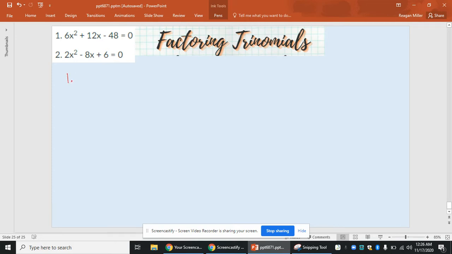So if you look at number 1 here, you have 6x squared plus 12x minus 48. And it is set equal to 0, so that's a good sign. That's the first step that we always need to make sure of: that our equation is set equal to 0. If it wasn't set equal to 0, you would have to move whatever's over here on this side over to the left. Your next step is that you need to look for a GCF.